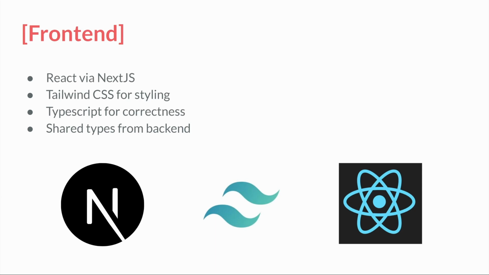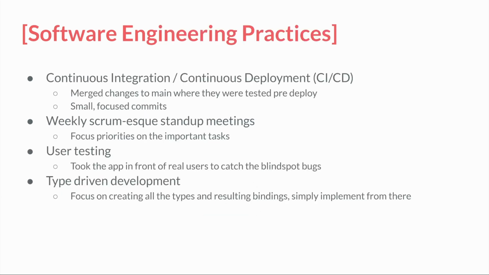We are doing TypeScript for correctness. This actually takes types generated from the backend, so all of our APIs are type safe from back to front because all of the Rust types get compiled to TypeScript types.